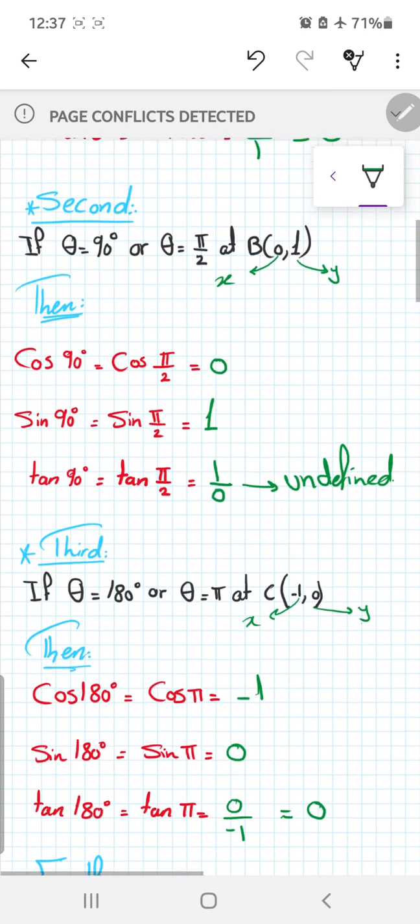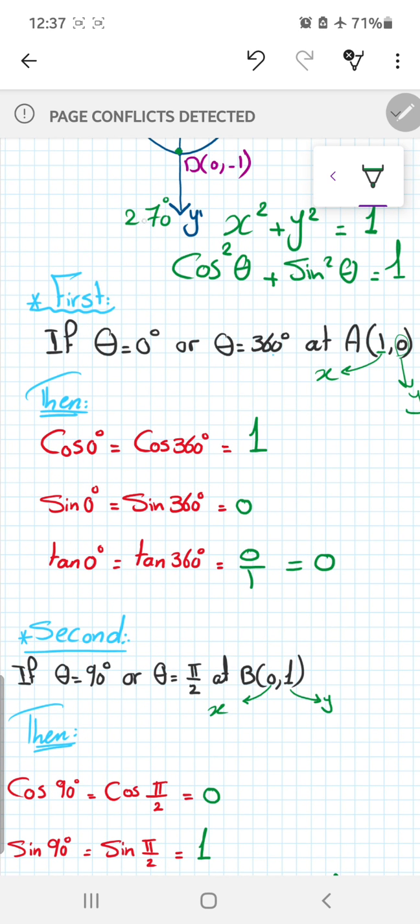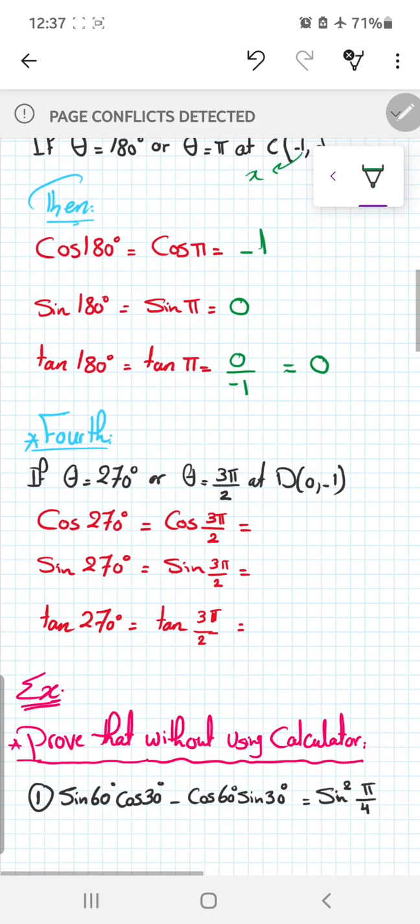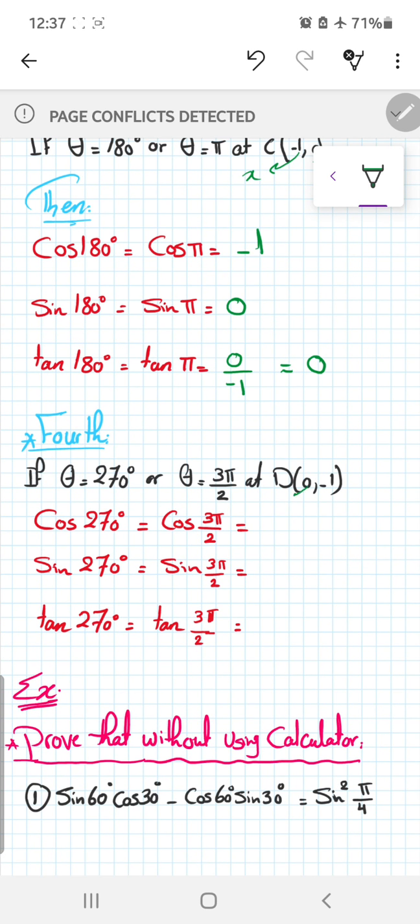Fourth, at 270 at the point D or 3 pi divided by 2. Here also x and y. Cosine 270 or cosine 3 pi divided by 2 equals 0. Sine equals negative 1. Tan is negative 1 divided by 0, y divided by x. It's undefined.